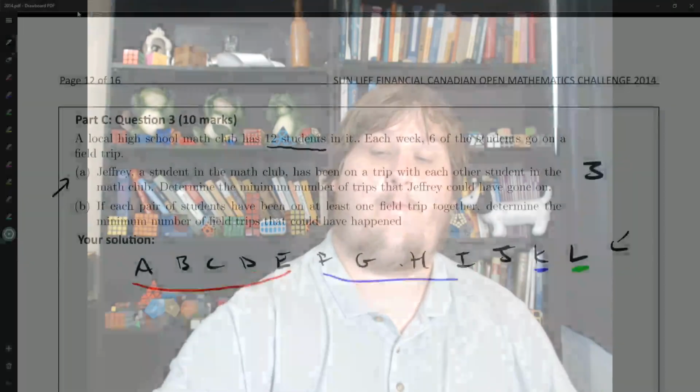I don't know. The minimum might be 10. Mathematically, 10 is the smallest number. But then we'll have to actually show that with 10 trips you can get all the pairs to fit in together and things like that. Okay, so it'll be sort of two parts to this.